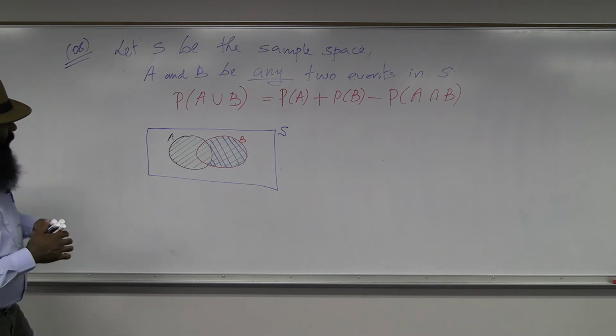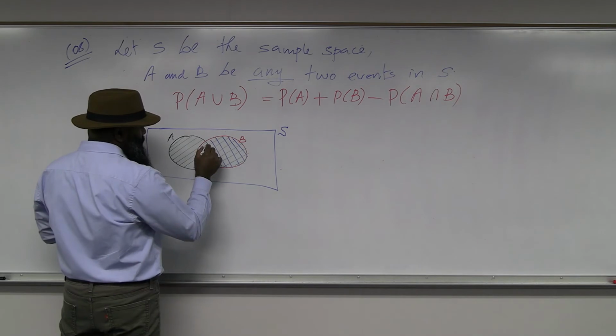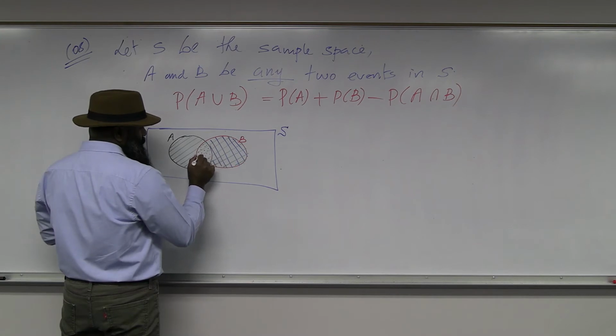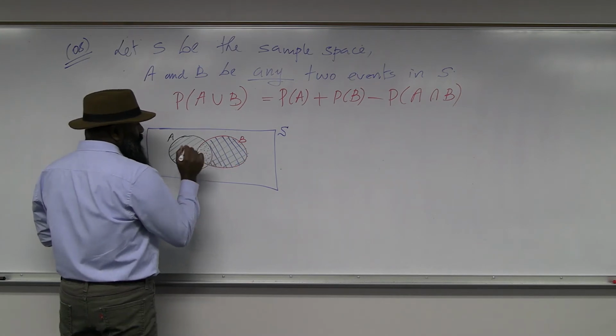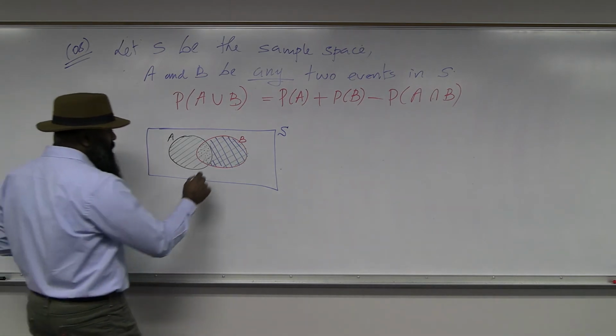And this middle part, I will keep some dots in that part. That is A intersection B, correct? So that is A intersection B.